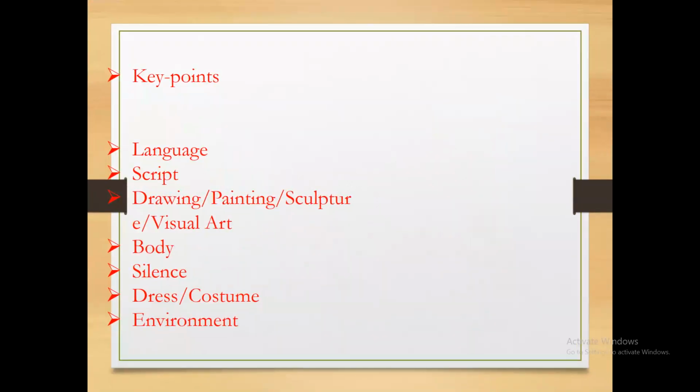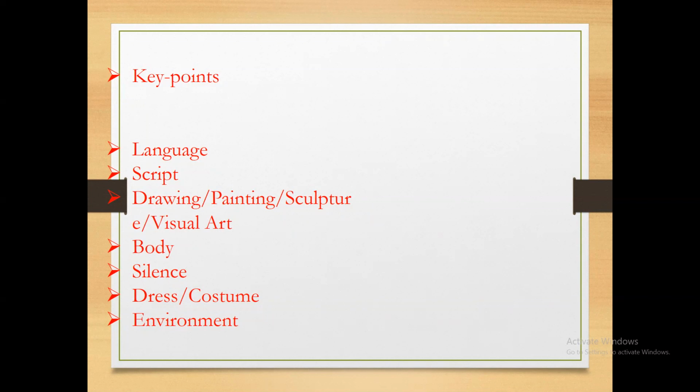Yes, they are seven in number. Language, script, drawing, painting, sculpture, visual art, they come in the same category. Body, silence, next one, dress or costume, and environment. So we can count, there are seven in number: language, script, drawing or visual art, body, silence, costume, and environment.